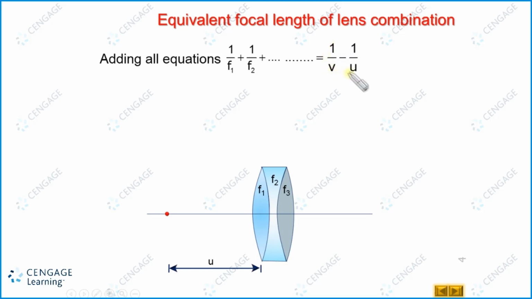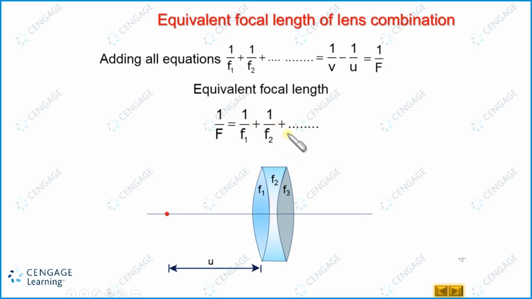And we know the lens formula, we know this quantity is equal to 1 upon capital F. Capital F here is the equivalent focal length of the combination, u is the object distance from the combination of lenses, and v is the image distance from the combination of lenses, right? Now we can write the equivalent focal length as 1 upon F equal to 1 upon f1 plus 1 upon f2 plus 1 upon f3 up to the n term.